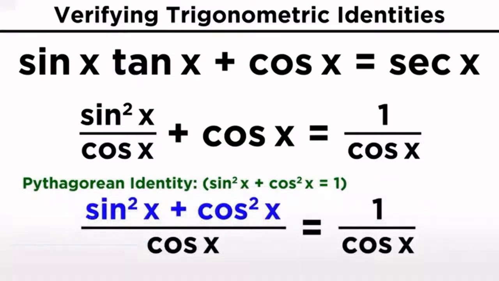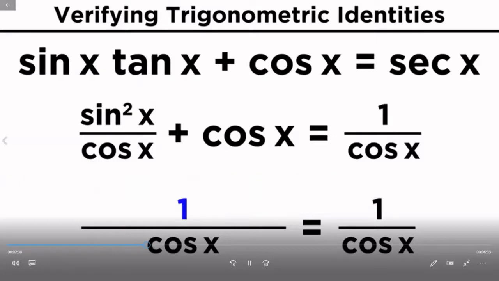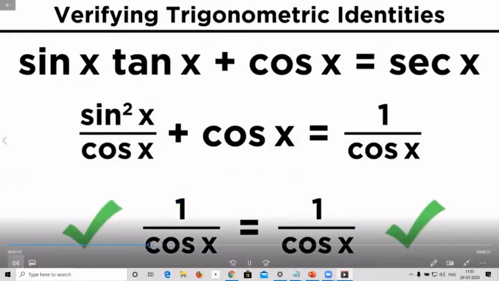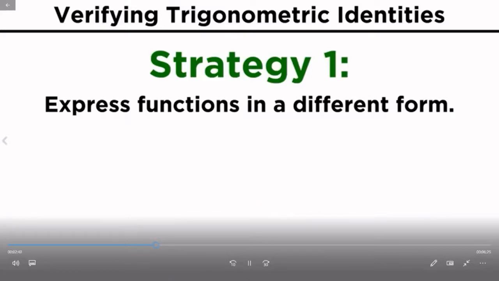It says sine squared plus cosine squared equals 1. That means we can change this to 1, and we have 1 over cosine. Done and done. Finally, write LHS equals RHS. So we have already outlined a few strategies that we can try.